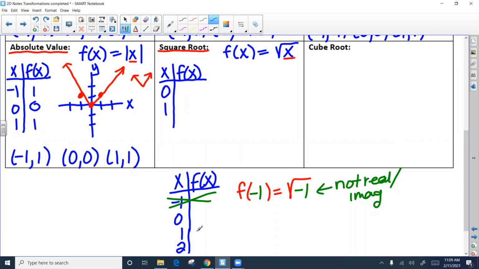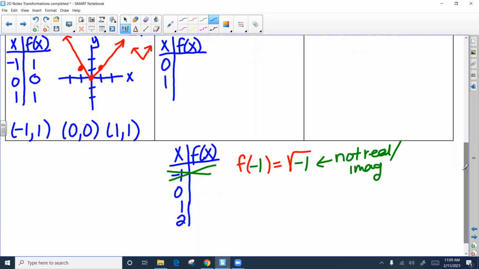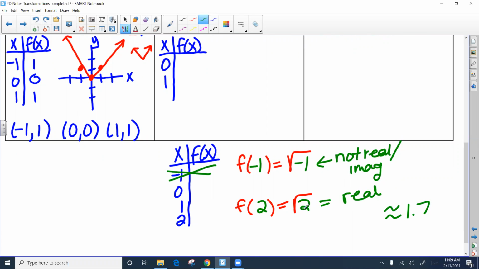I could use, for example, a 2, but I'm going to show you why I'm not going to choose a 2. Say I chose a 2, it would look like this. F of 2 equals square root of 2. Square root of 2 is a real number. It's just not a whole number. It's approximately 1.7 something. It's irrational. So even though I could plug in a 2, I don't want to because I want to make it easy to graph. So the number I'm going to put in my table is actually a 4, because if I plug it in, square root of 4 will give me a whole number.